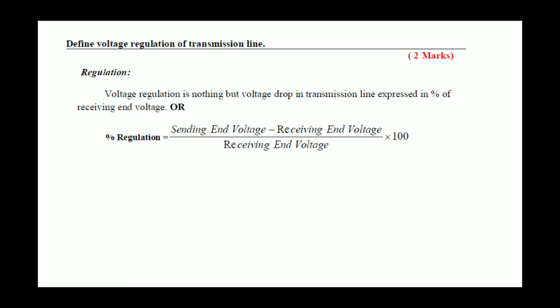Now we start the performance of the short transmission line. First, the voltage regulation of a transmission line. What is voltage regulation? The voltage regulation is nothing but the voltage drop in the transmission line expressed as a percentage of the receiving end voltage. The formula for calculating it: voltage regulation is equal to sending end voltage minus receiving end voltage, divided by receiving end voltage, times 100.